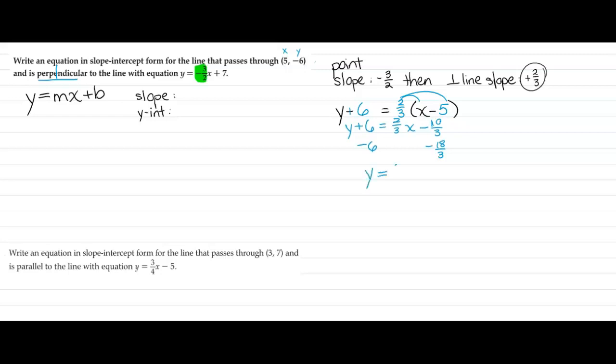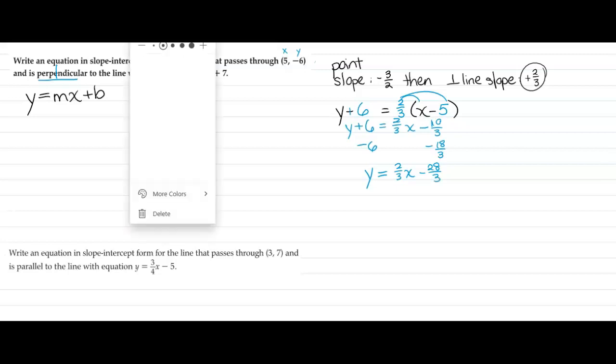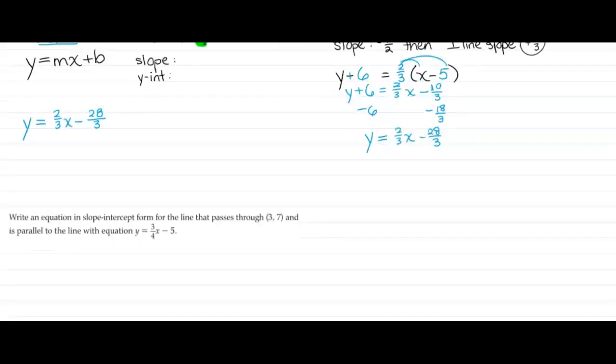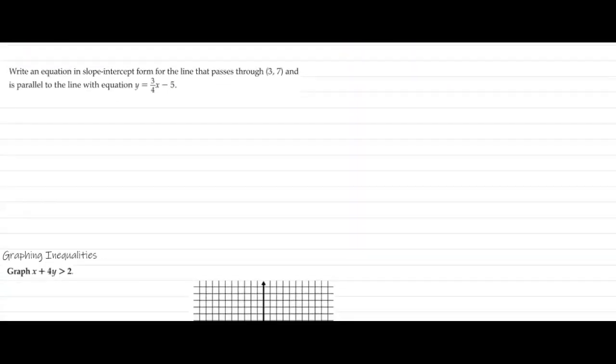So y equals 2/3 x minus 28/3. That is my slope-intercept form. That is what I could have written right here. 2/3 x minus 28/3.